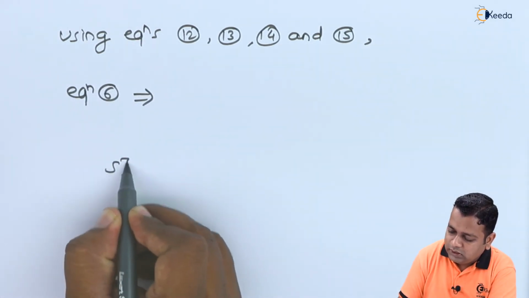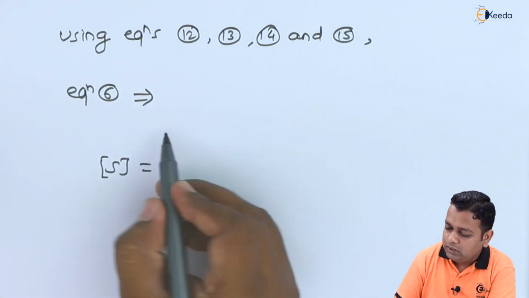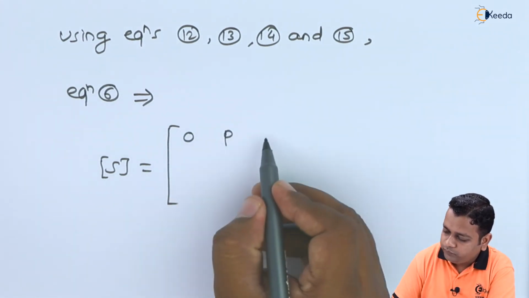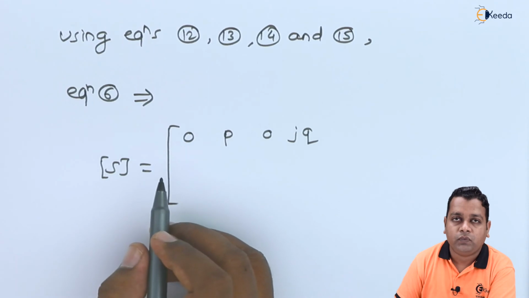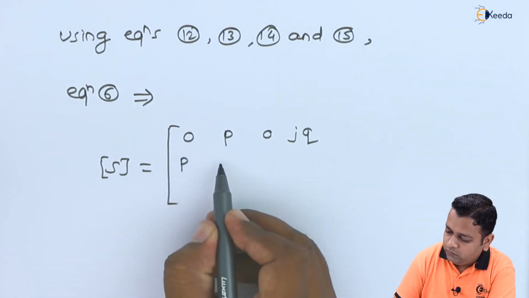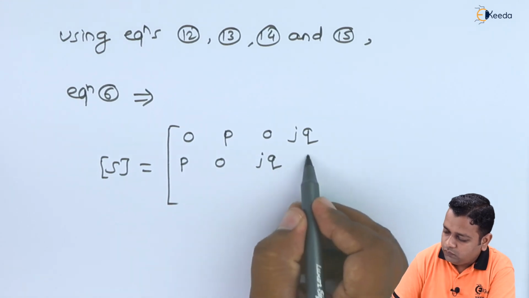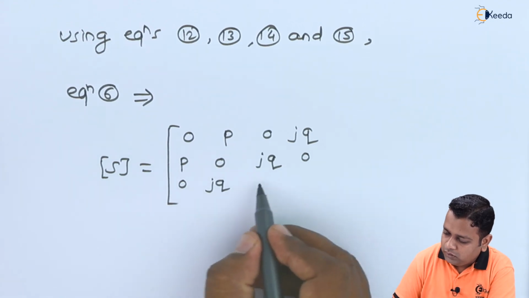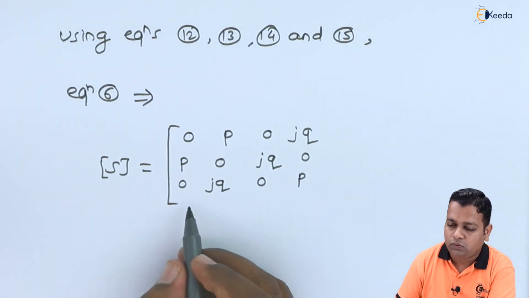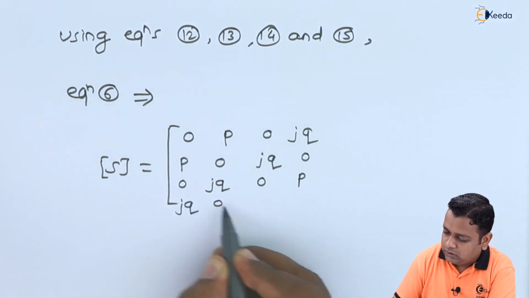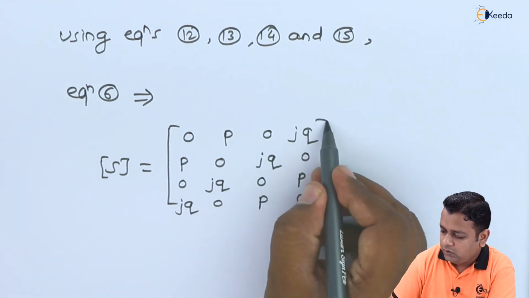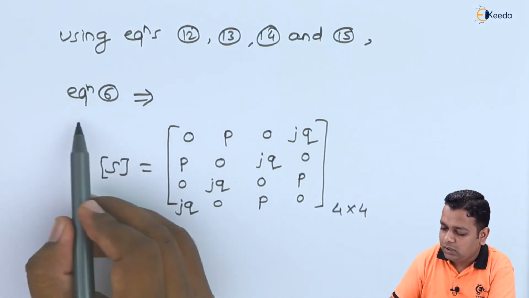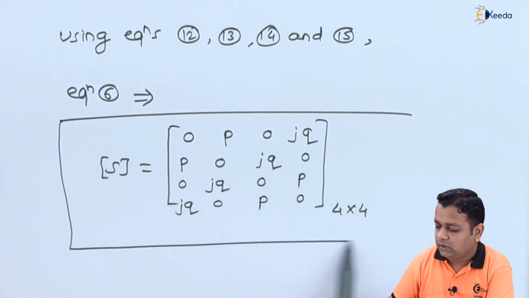The scattering matrix capital S of the order 4 by 4 is equal to: the first row is 0 P 0 JQ here. The second row is P 0 JQ 0. The third row is 0 JQ 0 P, and the fourth row is JQ 0 P 0 here. So I complete the bracket here. This is the 4 by 4 order scattering matrix for the directional coupler here.